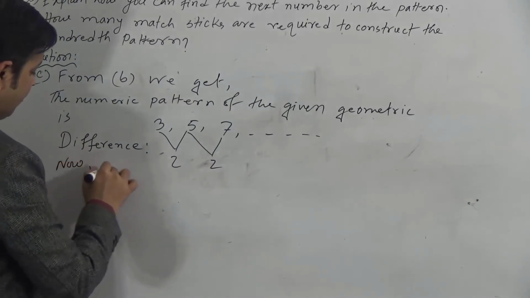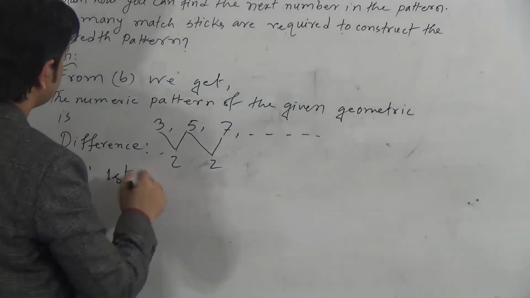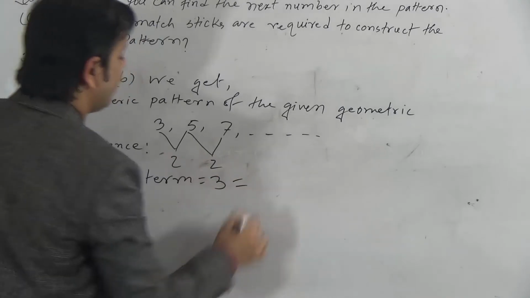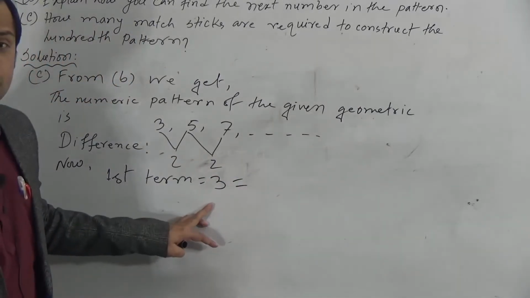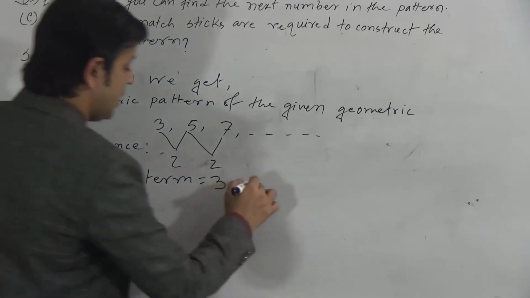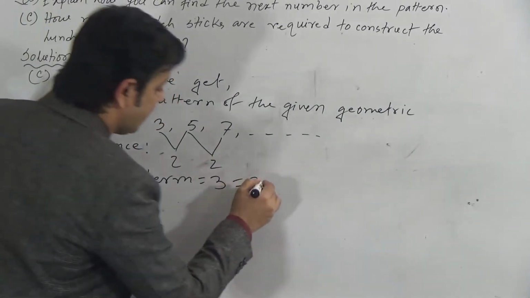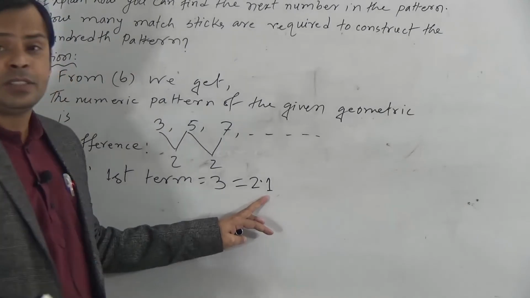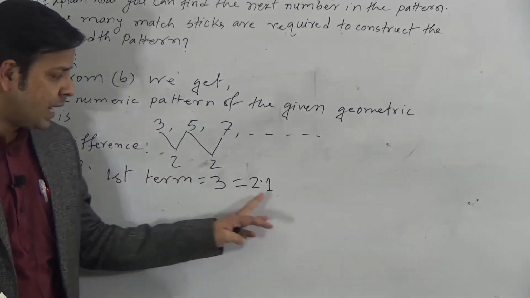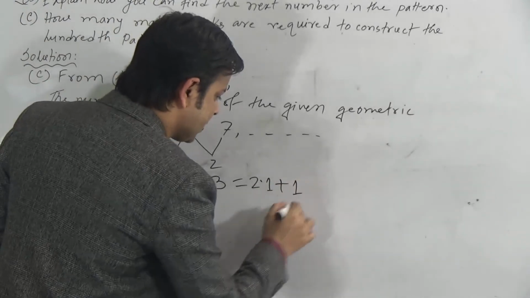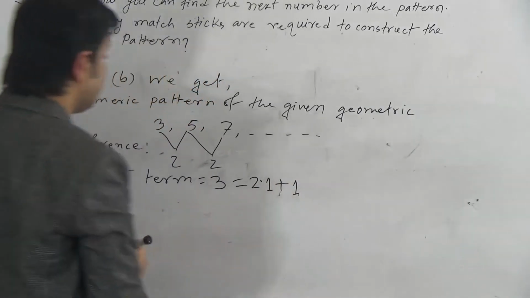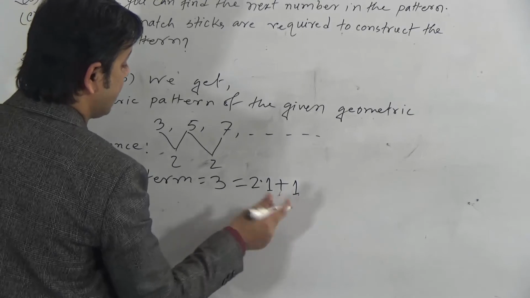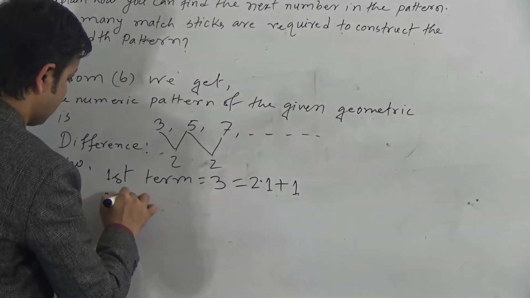Now, first term or first number. What is the first term? The first term is 3 here. We have to express this first term using the difference. Here, I have told: at first write the difference, then multiply this by the number of terms. So the product of 2 and 1 is 2. But here it is 3. If we add 1 with this, we'll get the first term 3. We can write the first term as the product of difference and number of terms, and then we have to add 1.